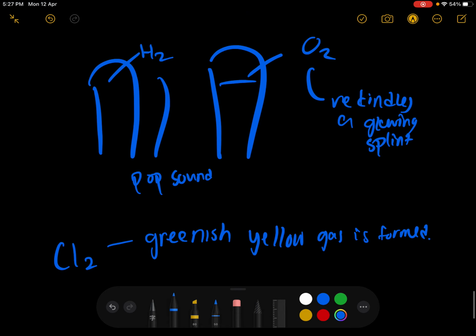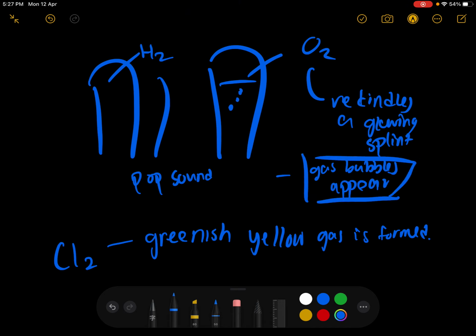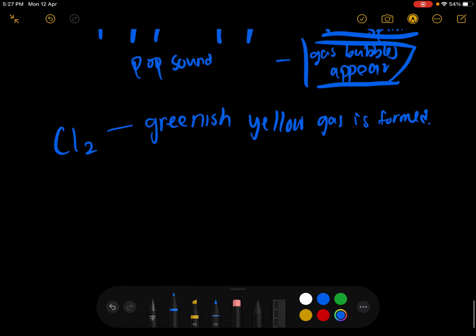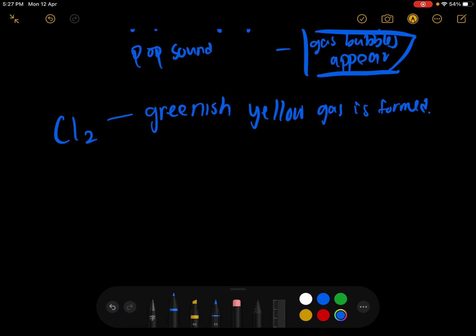I forgot to mention one thing. Oxygen is insoluble in water, so you would see some gas bubbles, regardless of the glowing splint. Gas bubbles appear; this is the observation. The glowing splint is the test for presence. Test for presence and observation are two different things. You cannot see hydrogen, but you can see oxygen bubbles going up. For chlorine, greenish yellow gas is formed.